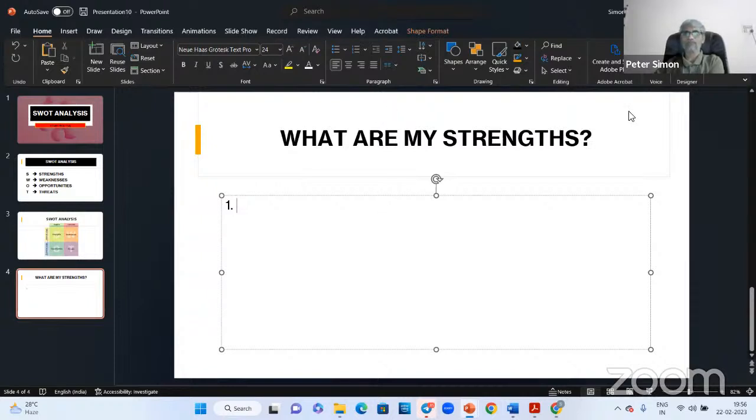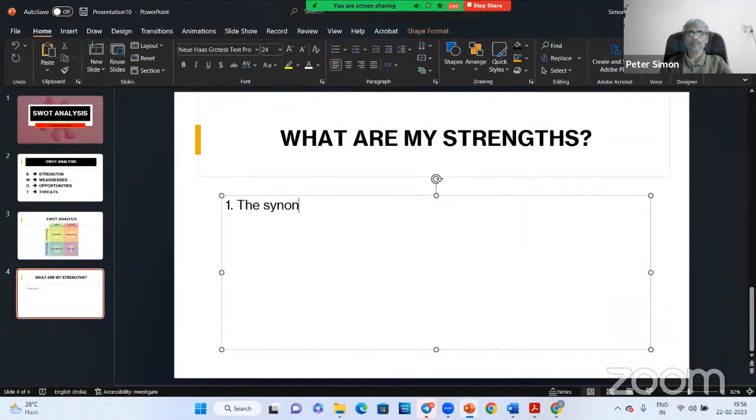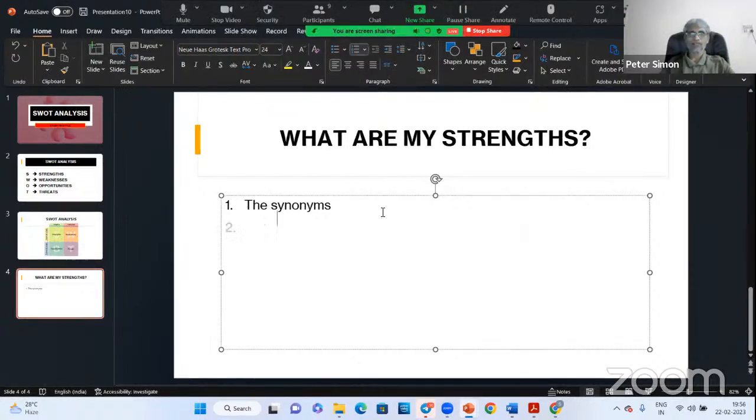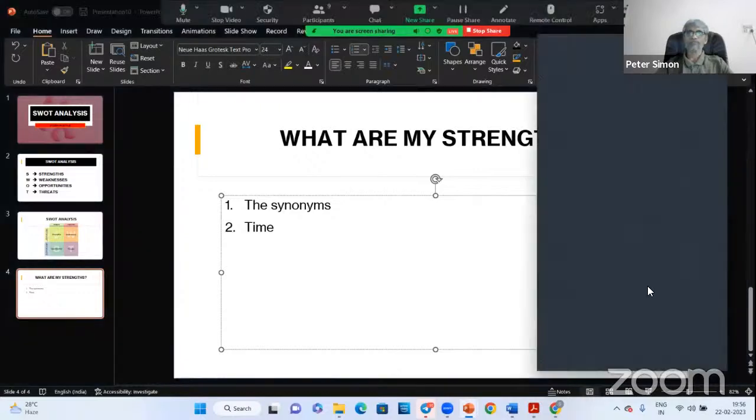One strength you have. First, start with one strength. Okay, for example, my strength is the synonyms. So I know the meanings, I know the explanation, I know the synonyms, I know the antonyms. So vocabulary is my strength. Like that, what are your strengths? Second thing is, maybe you have a lot of time. How much time do you have?